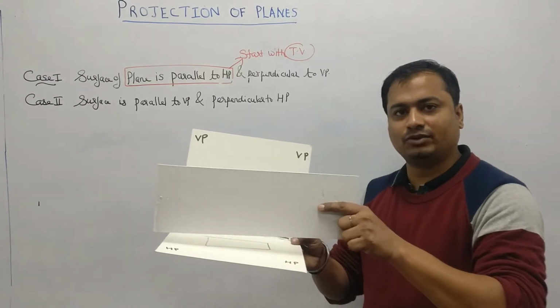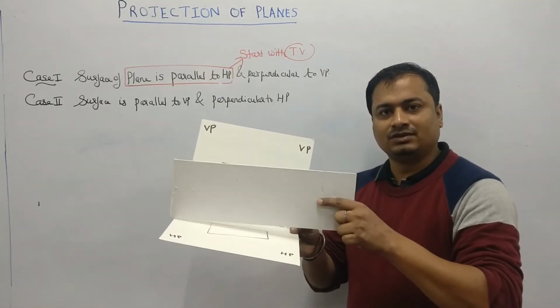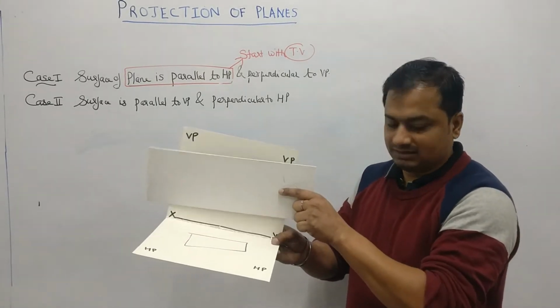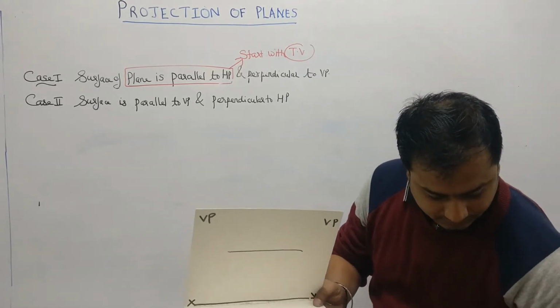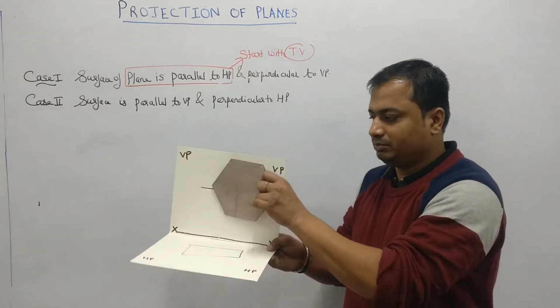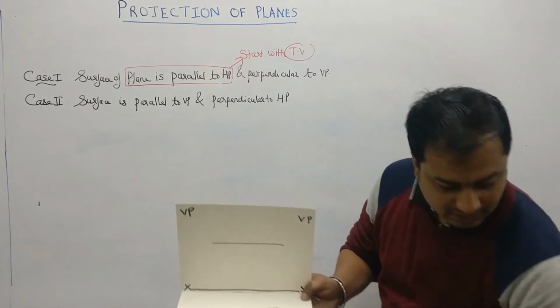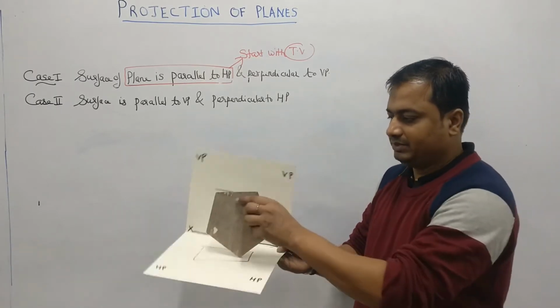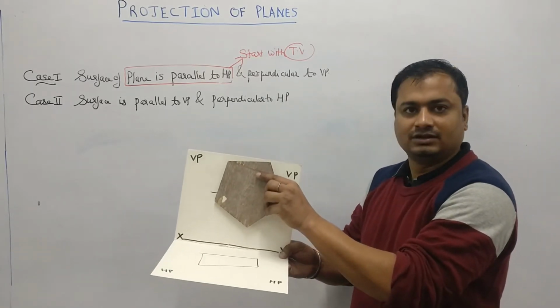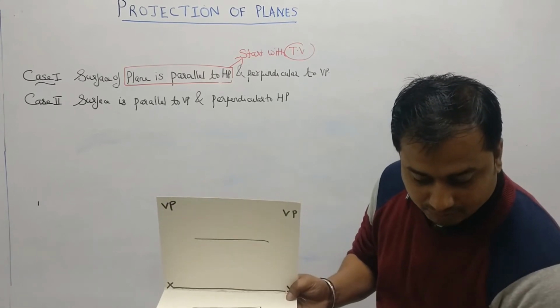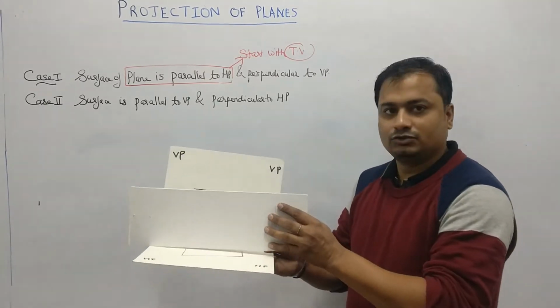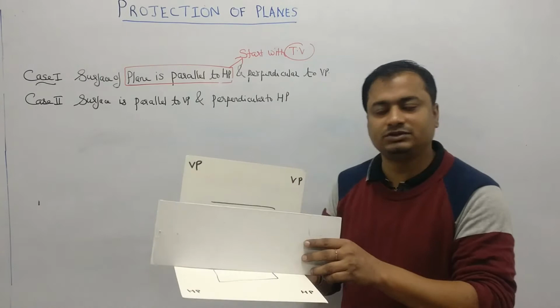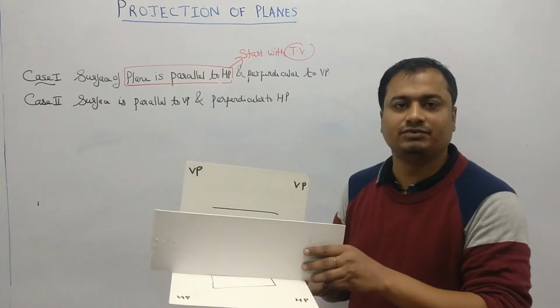Now all the planes are going to rest like this. This is the rectangle resting like this. Similarly, your hexagon is going to be resting like this. Similarly, your pentagon is going to be resting like this. Now all the planes have become parallel to VP. So what will be the front view and top view? There will be an interconversion of the views now.